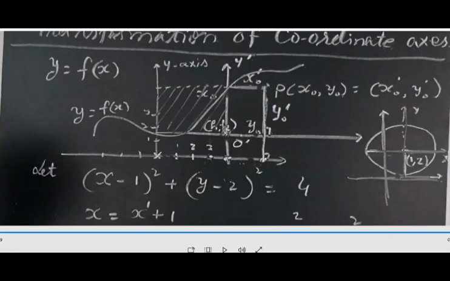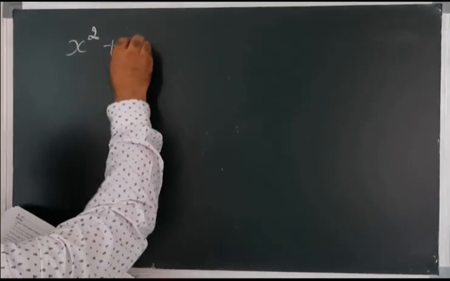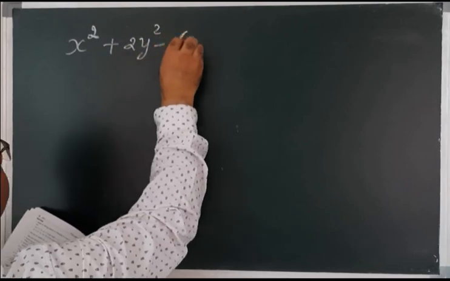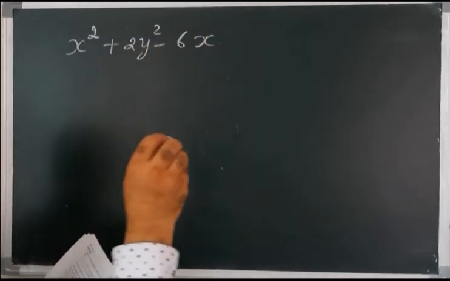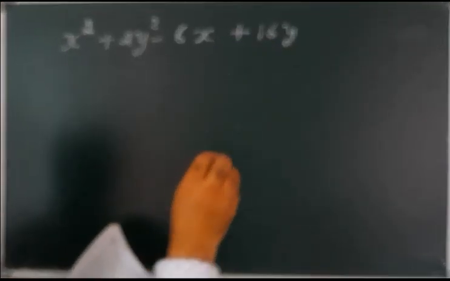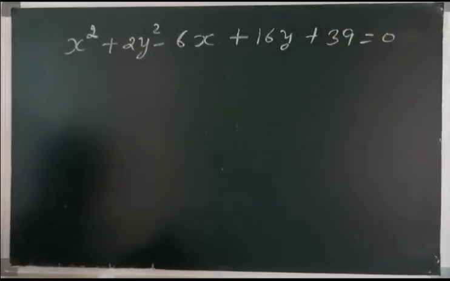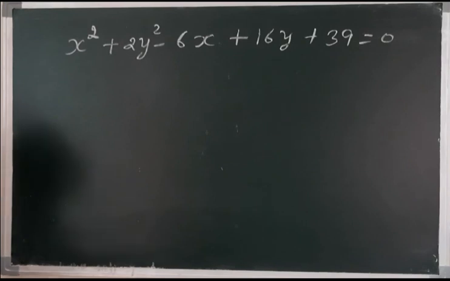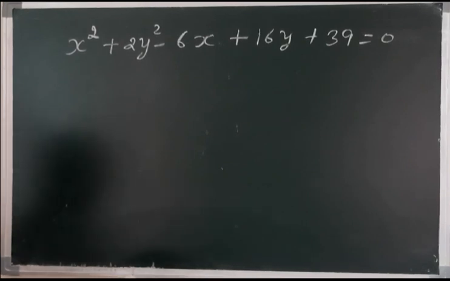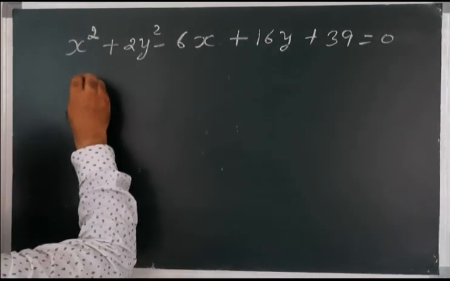We shall discuss this at length, but before that, consider one more example. Consider this equation: x square plus 2y square minus 6x plus 16y plus 39 equal to 0. The question is, rewrite this equation by shifting the origin to the point (3, -4).